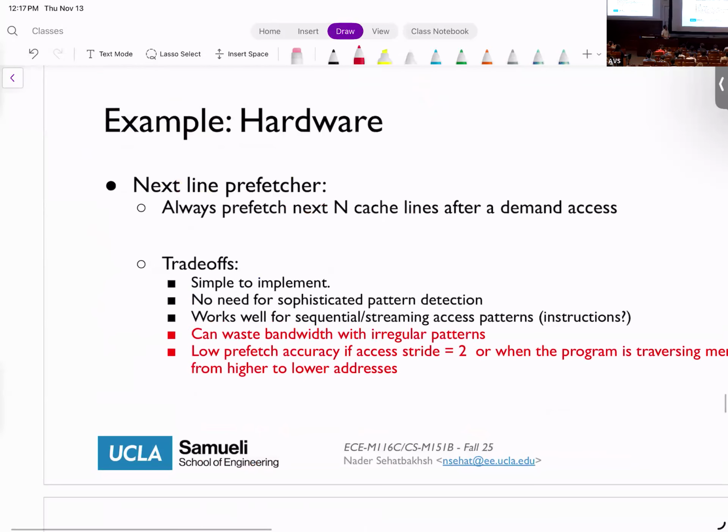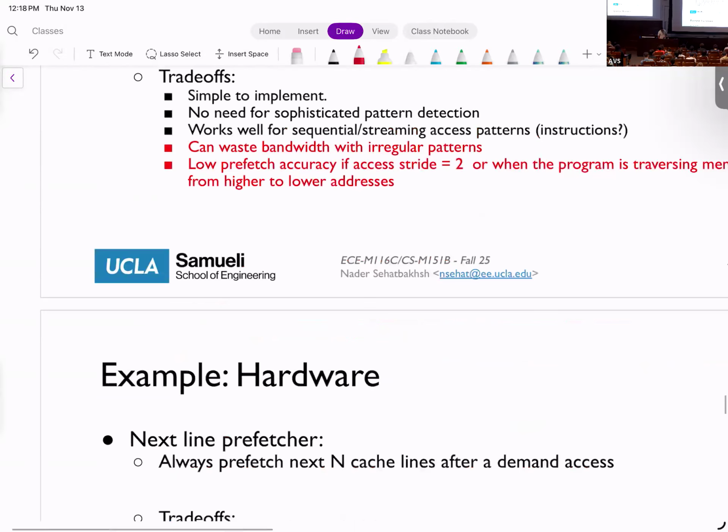But of course, if the patterns are irregular and your next line somehow thinks that it needs to bring things, then it will result in cache pollution and a higher miss rate. So it's not going to help you. It's actually going to negatively impact your system.